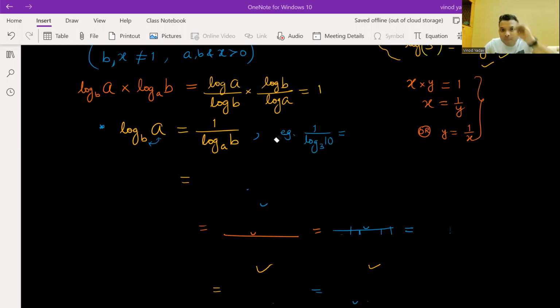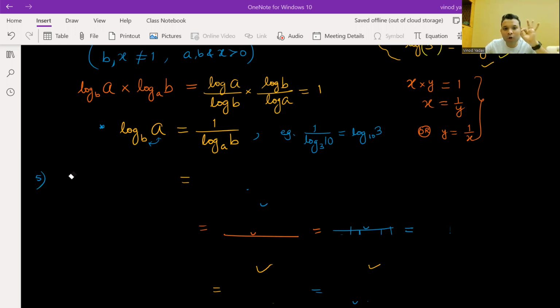So if you see 1 upon log, then this thought should click. So 1 upon log of 10 to the base 3, what will it be? Correct. Log of 3 to the base 10. Awesome. Argument and base can be interchanged. Comfortable? Okay, let's go ahead.